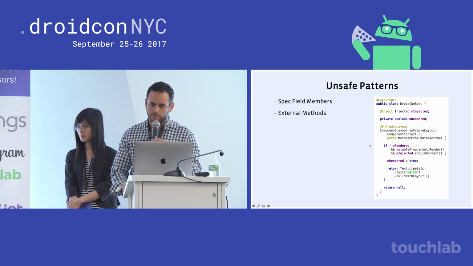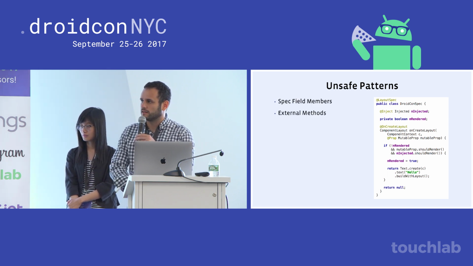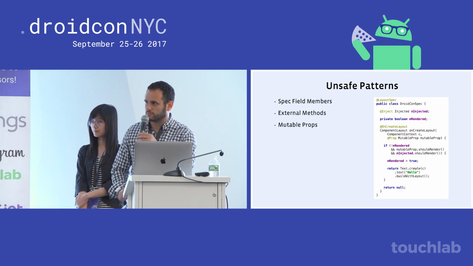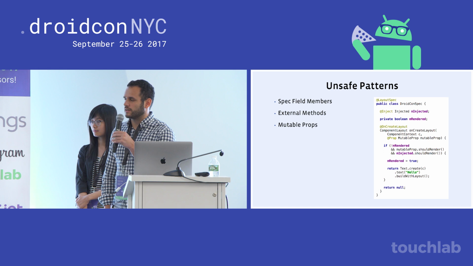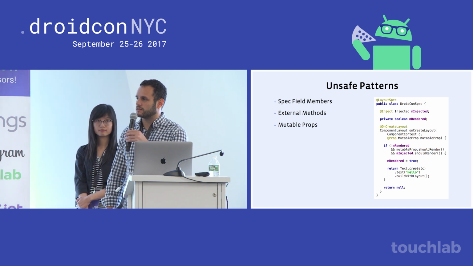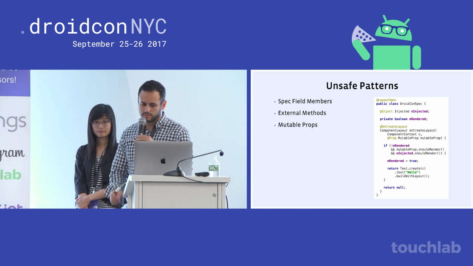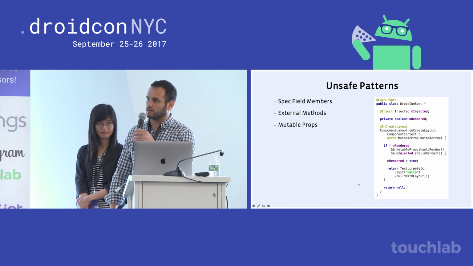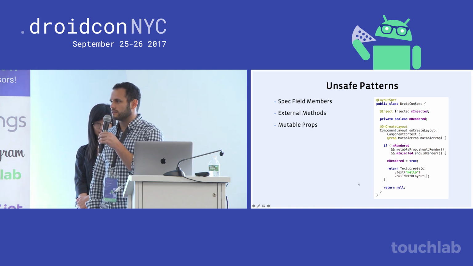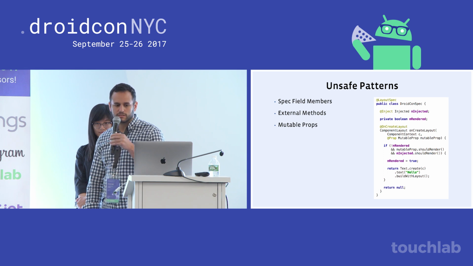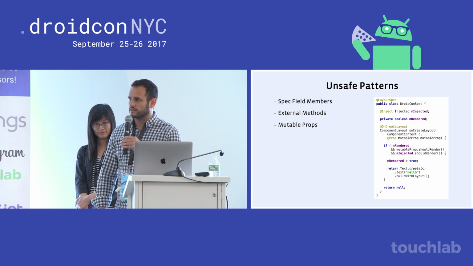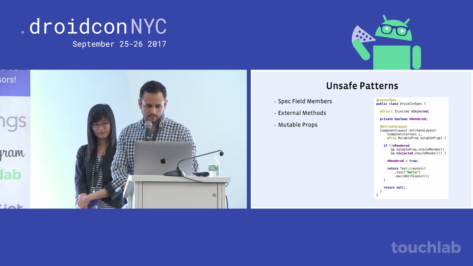And then other ways that unsafe patterns can enter into a spec is through external methods and mutable props. So in this case, we have mInjected.shouldRender and mutable props.shouldRender. Ideally, all props should be immutable, and all external methods should be functional. But again, if the code is more complex, you're taking a large legacy dependency, then you have to ensure that those things are thread safe as well.